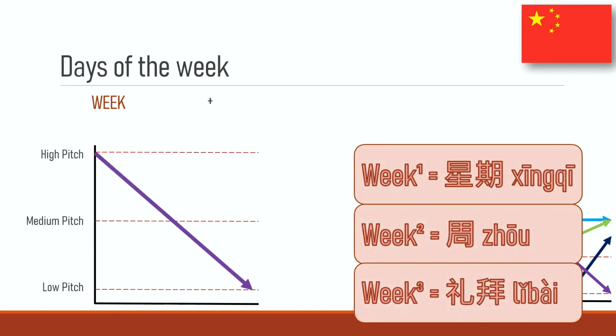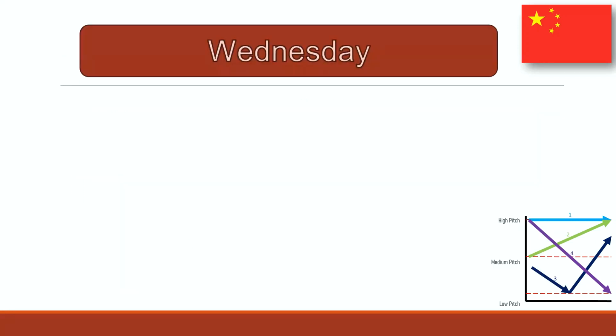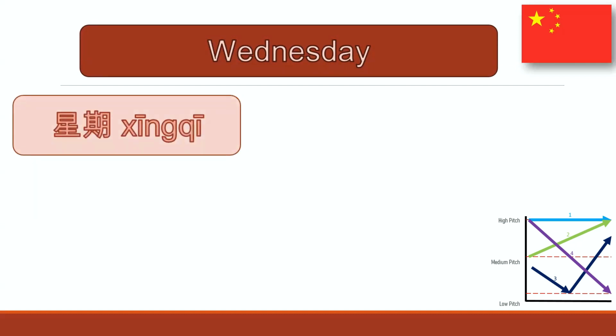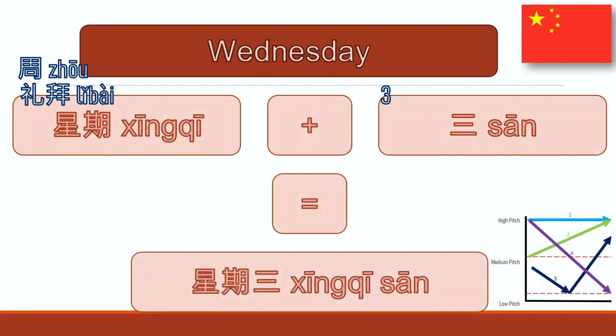And then you say the number that corresponds with the day's position in the week. For example, Wednesday, which is the 3rd day of the week, you'll say the word for week. You can choose from the 3 that I've just mentioned, which are 星期, 周, or 礼拜. So in this lesson, I'll just use the word 星期. And then you say 3, which if you remember, is the word for 3. So, 星期三 is the way you will say Wednesday in Chinese.